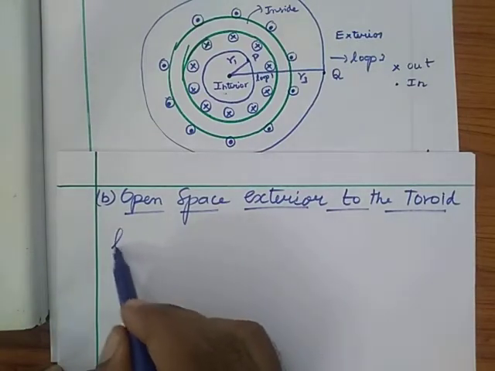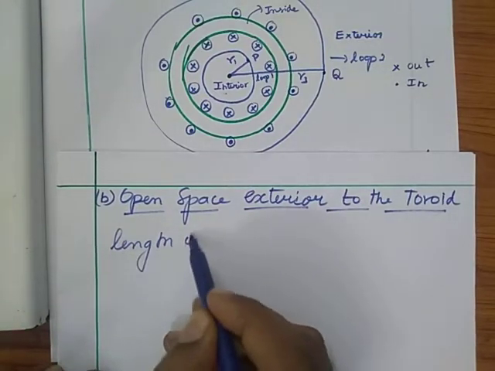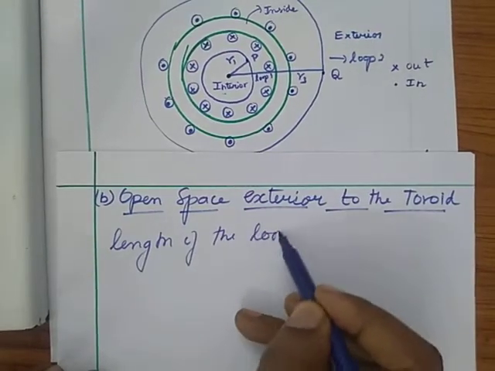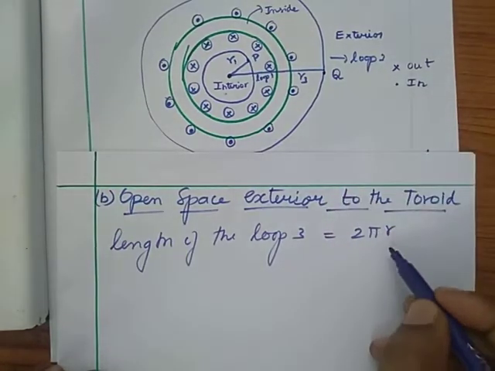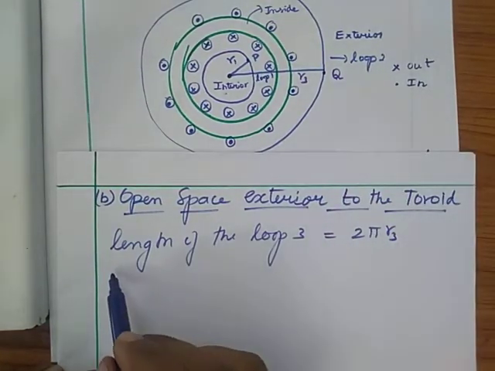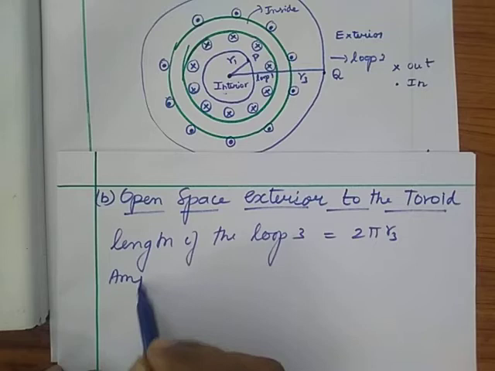The length of loop 3 is equal to 2 pi r3. Then we can apply Ampere's circuital law.